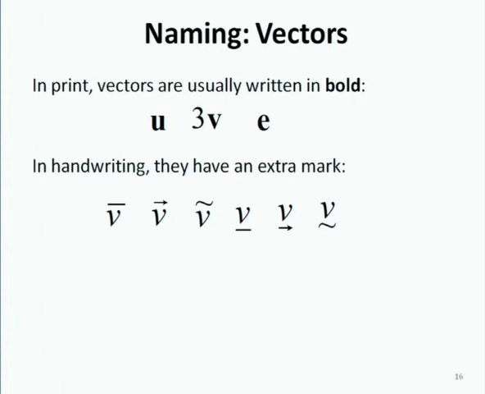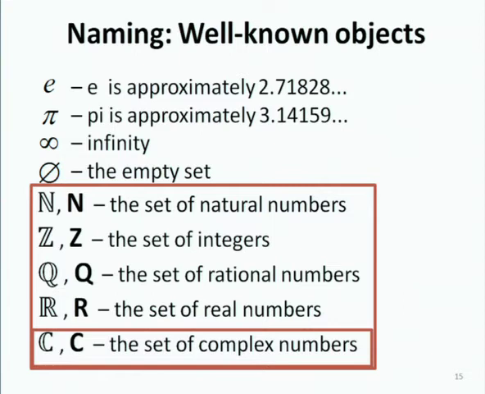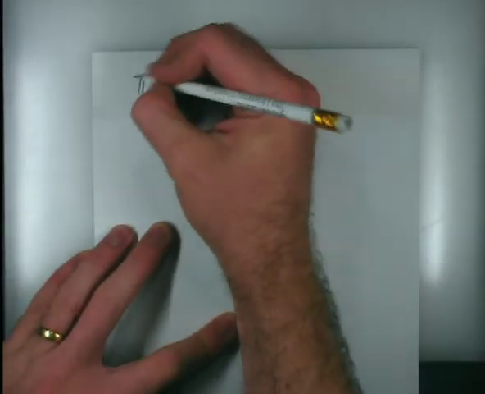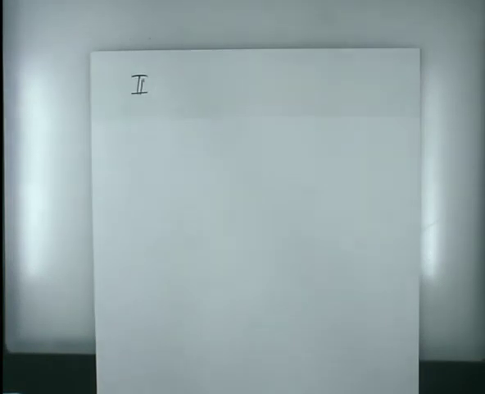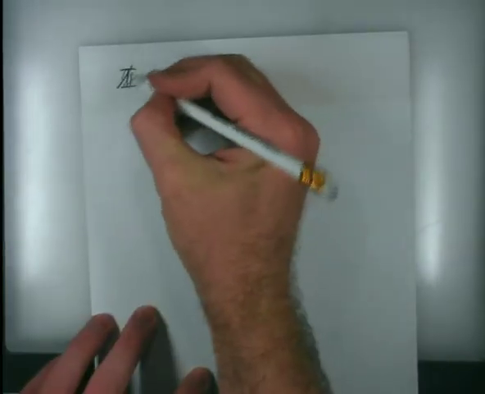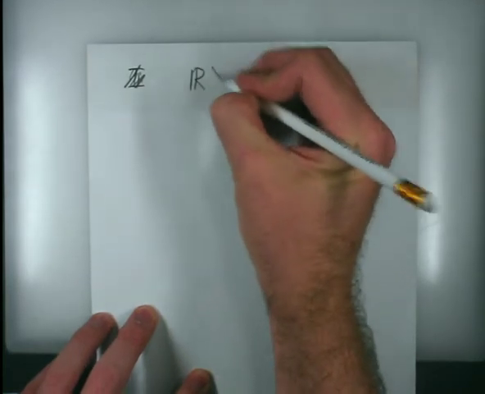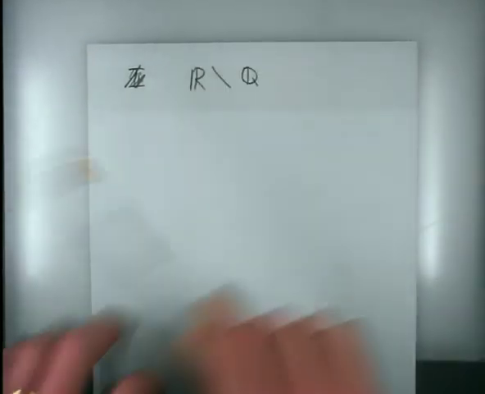So there are well-known objects. No, there's no symbol for the set of irrational numbers. I would say that normally, some people will write it like this, but that looks like the Roman 2, right? So that's a bit weird. You can say it's the real numbers without the rational numbers, but I'll get to that in a second.